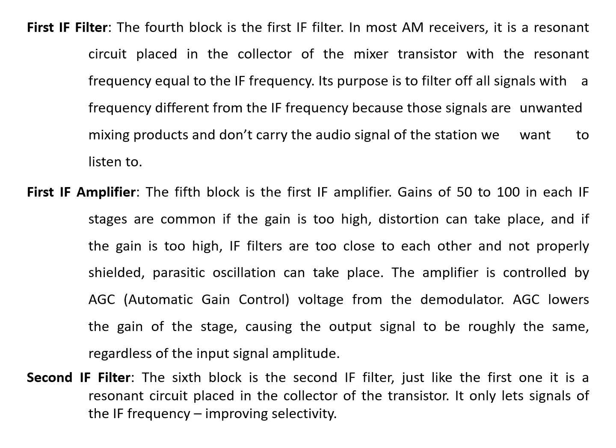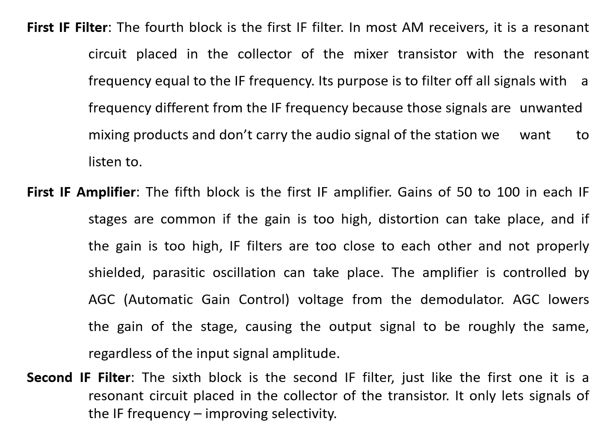Then we have the first IF filter. The fourth block of the given block diagram is the IF filter. Most of the time in an AM receiver, a resonant circuit is placed in the collector of the mixer transistor, with a resonant frequency equal to the intermediate frequency. Its purpose is to filter out all signals with a frequency different from the IF frequency, because those signals are unwanted mixing products and do not carry the audio signal of the station we want to listen to, so we remove them.